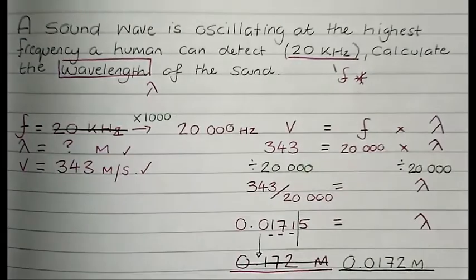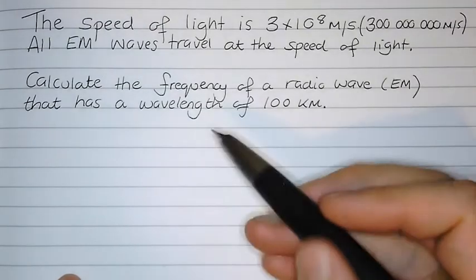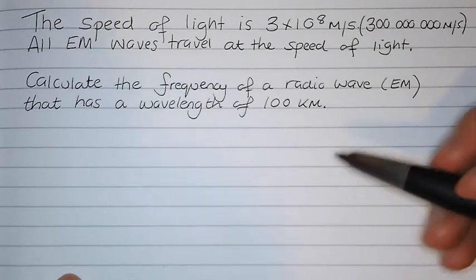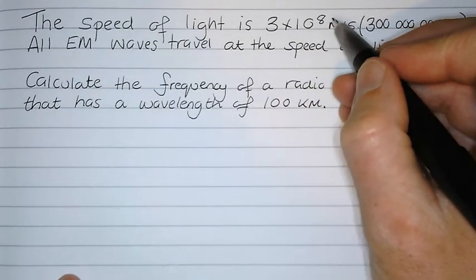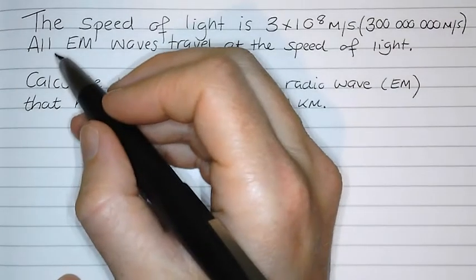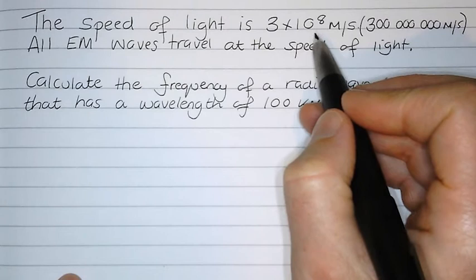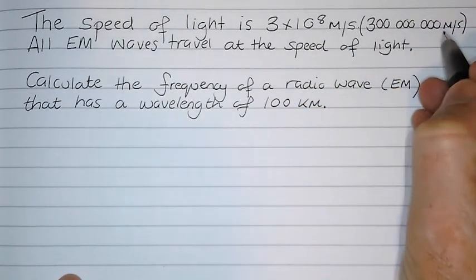Okay, we'll try one more. We are going to look at a calculation that contains standard form. So it's exactly the same thing, just that this one contains a times 10 to the power. So first thing, as always, read the question. So the speed of light is 3 times 10 to the power 8 meters per second. That's 300 million meters per second.